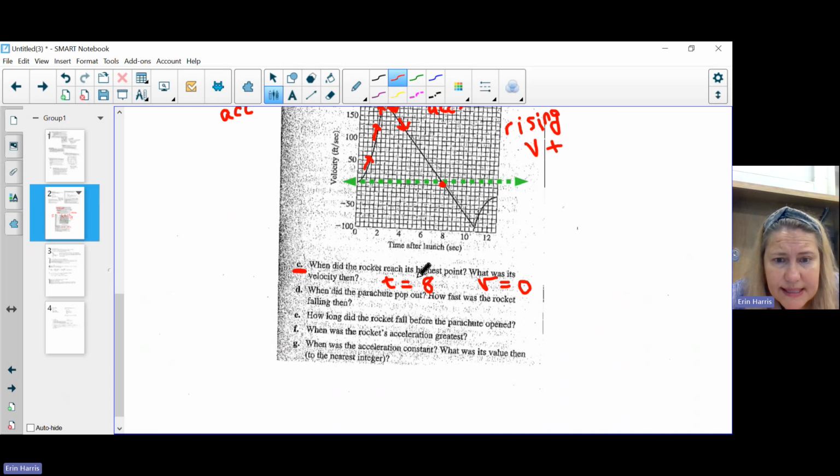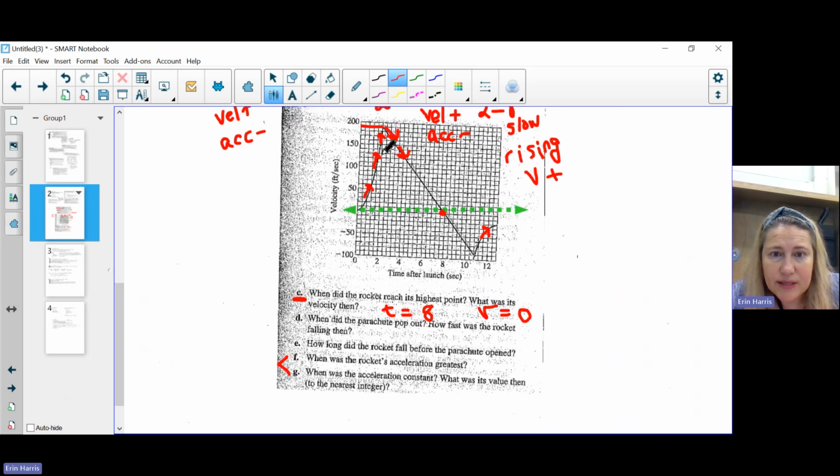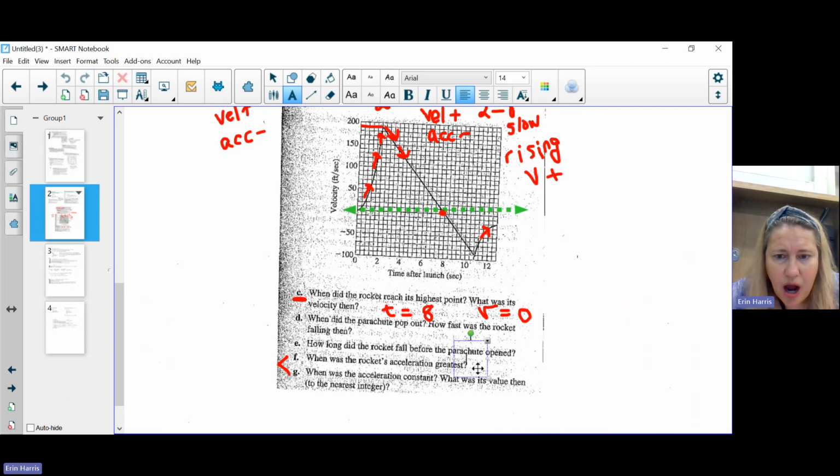Okay, so let's do F and G next, because we've been talking about the acceleration. Okay, when is the rocket's acceleration the greatest? So, you know, we look at the slopes along this curve, and where is the slope the steepest? And notice how steep these are, and it's steepest, I think the answer key says an exact 2 seconds. I wouldn't call it an exact 2 seconds. I would call it just before, right? Just before 2 seconds.